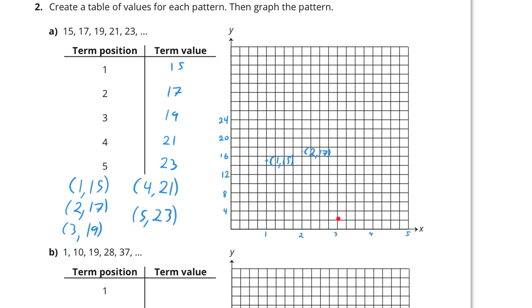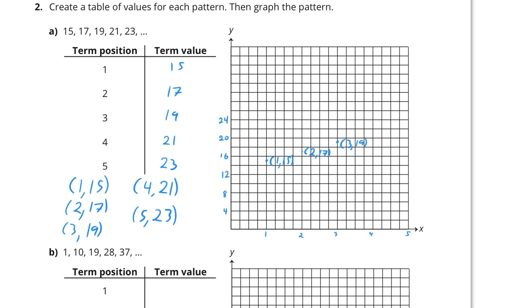Next I'm looking at 3, 19. So I go where 3 is, and I'm going up till I get to 19. Well, I know it's after 18 before 20, right there. So I put a dot right there and label it 3, 19.